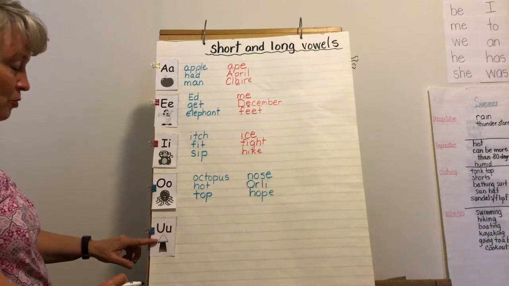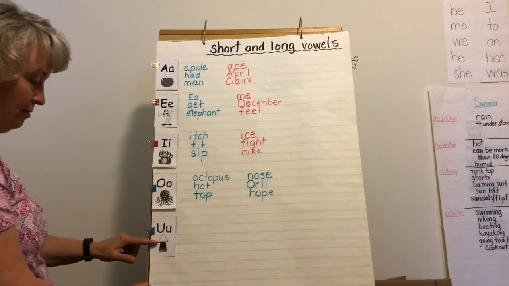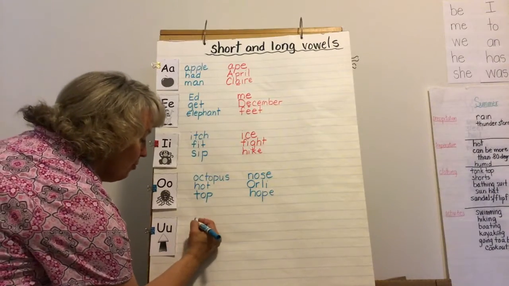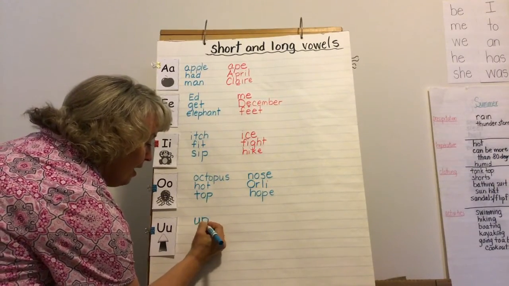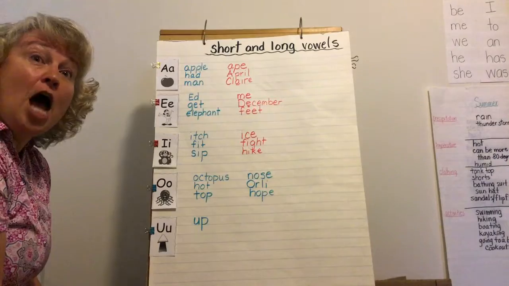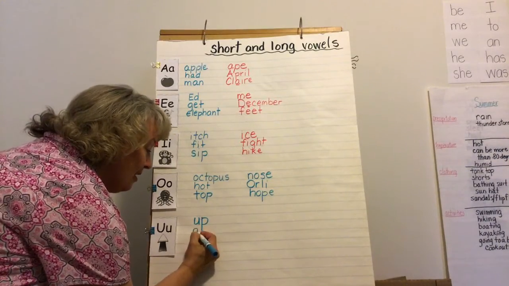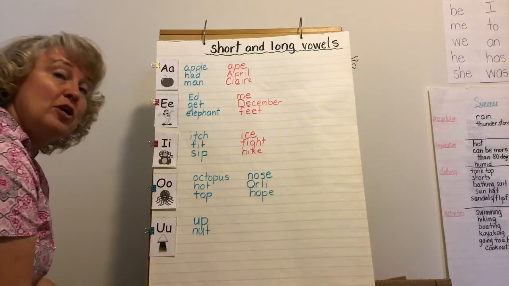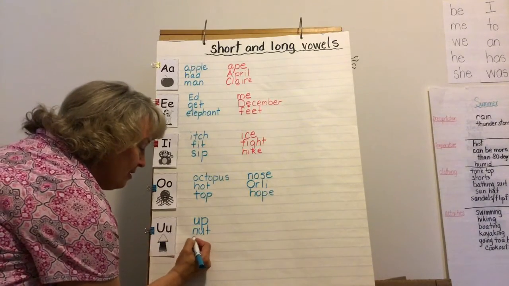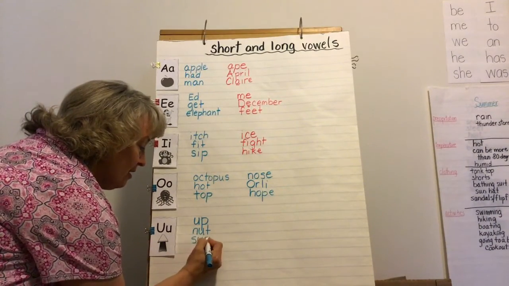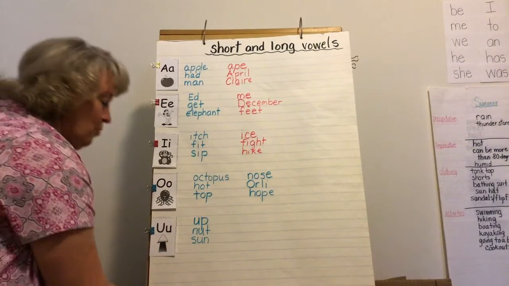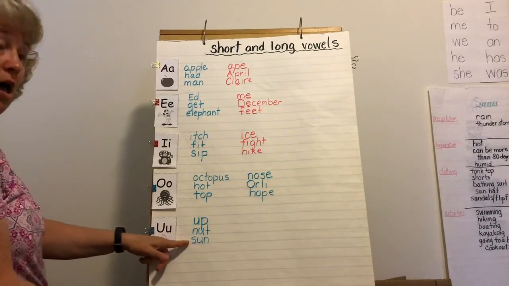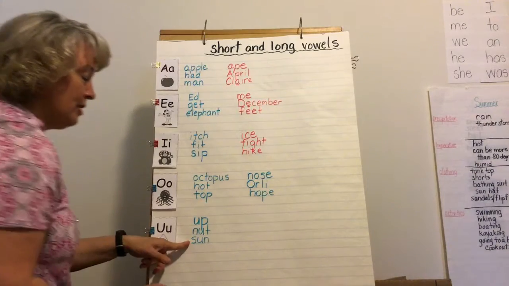All right, and our last one, U, up. So we're going to put our up. I could use the word nut. Has that up sound. And the word sun. Up. So we have U, up, is the short sound.